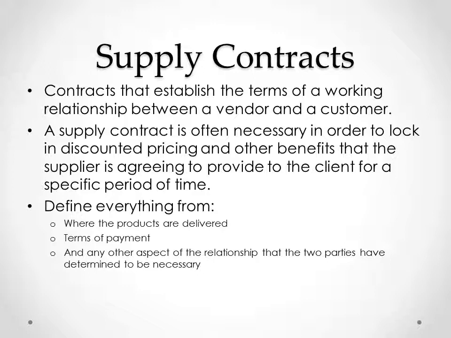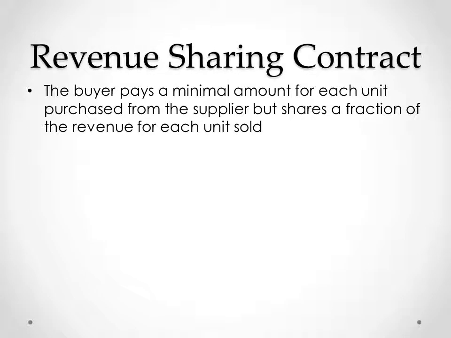They define everything from where the products are delivered, the terms of payment, and any other aspect of the relationship that the two parties have determined to be necessary. That can be the location. This can be a number of things. And within the supply contract, there are revenue sharing contracts. What that is, the buyer pays a minimum amount of each unit purchased from the supplier, but shares a fraction of the revenue sold for each unit.